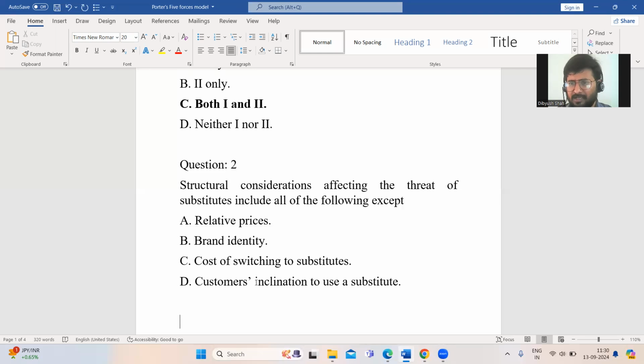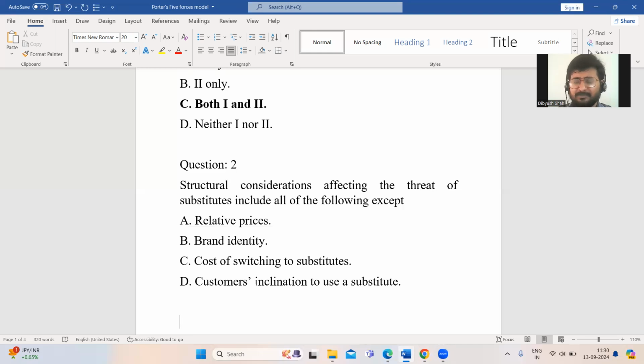Yes. If the cost of one particular tea is 250 and the cost of another particular tea is 270, it can affect various household budgets. So yes, the threat of substitutes is affected by prices.